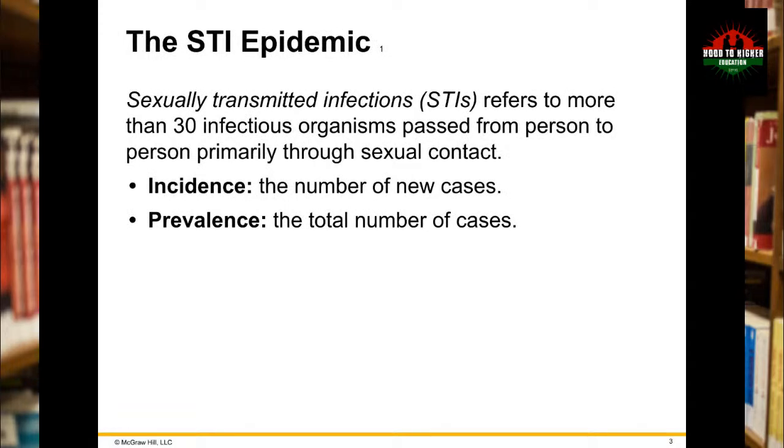So, the sexually transmitted infection epidemic. Sexually transmitted infections refers to more than 30 infectious organisms passed from person to person primarily through sexual contact. Incidence is the number of new cases. Prevalence is the number of total cases.